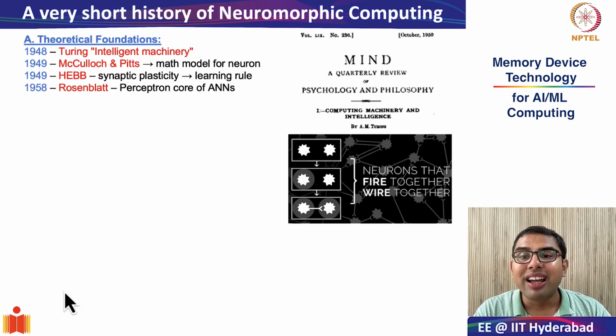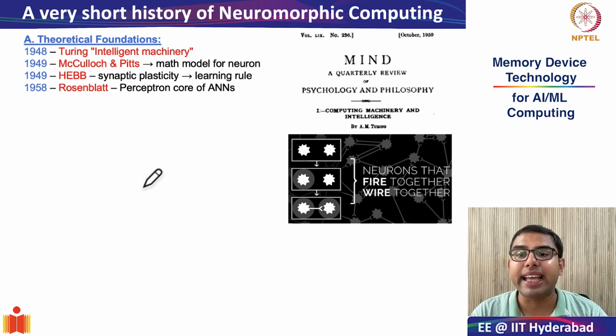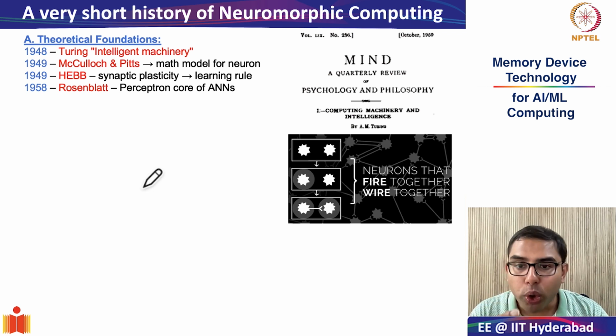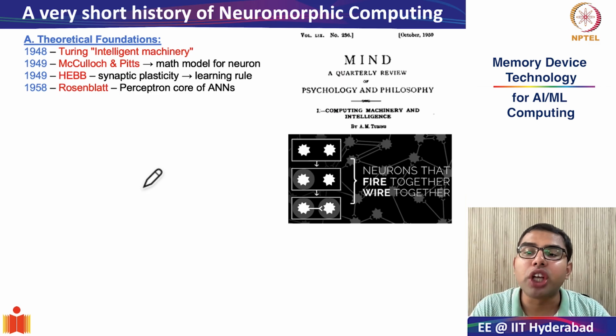Before we get into the device level details of neuromorphic computing, let's take a quick historical perspective of this area. So of course, in the initial theoretical phase, there have been a lot of overlaps between AI and neuromorphic computing, and the theoretical foundations go back to as early as 1948, where Alan Turing wrote this seminal paper called Intelligent Machinery, which lays out the ideas that machines could finally mimic aspects of biological intelligence.